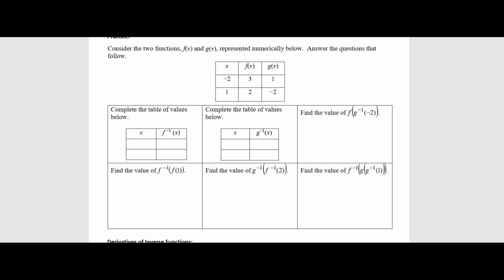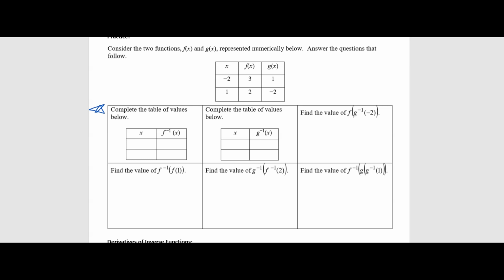Okay, so let's look at box number 1. We'll just call that one number 1. It says complete the table of values below. So for x, and we're talking about f inverse of x. So we should be able to come up with 2 inputs for f inverse and 2 outputs for f inverse. And we have to think about the relationship, right, that the domain of f of x is equal to the range of f inverse, and vice versa.